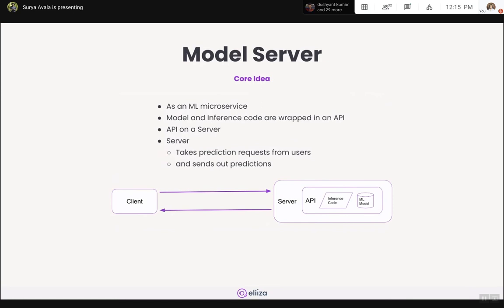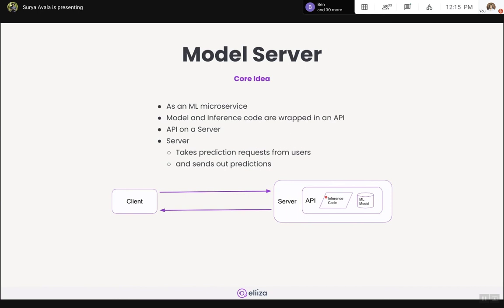If you look at the core idea, it's very simple. Most data scientists or people who are working on developing ML models would be familiar with the concept of inference code. That essentially is the code where we would load the model, get the data that the client is requesting, and then get the predictions out of it, and then send it somewhere.